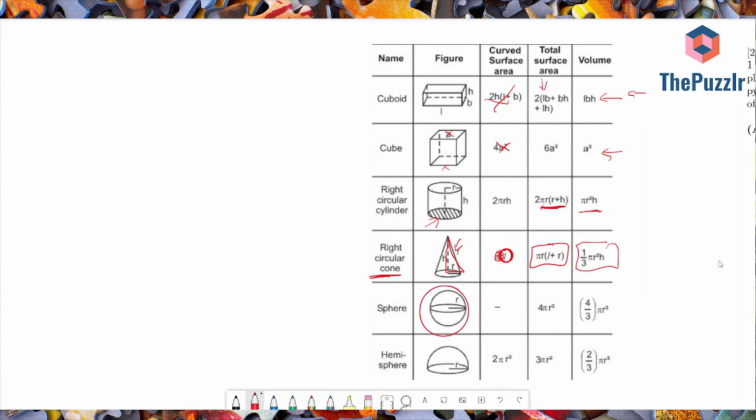If you have a sphere, there's no separate curved surface area because all of the area is curved. So it's just the total surface area, which is 4 pi r squared. The volume is 4/3 pi r cubed.